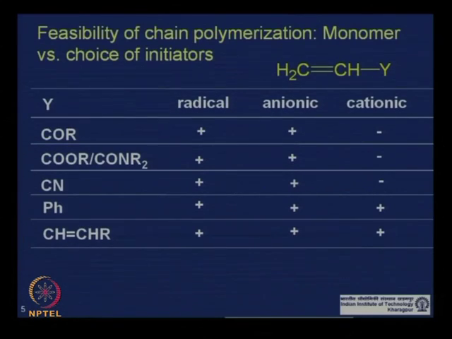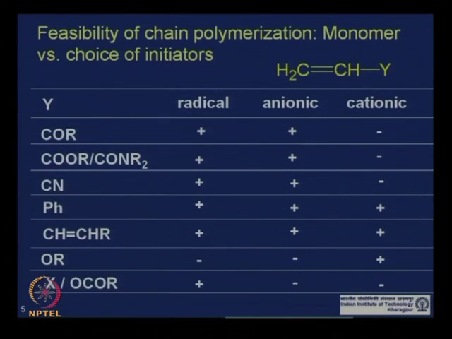For example, if your substitution is a phenyl group, as in the case of styrene, then it can be polymerized by all three. And if you have another double bond hanging from the original double bond, then also it can be stabilized by any of these three mechanisms, anionic, cationic and radical. So, it can be polymerized by all three mechanisms. We just saw that if it is an ether, then it can be polymerized by cationic. It can be difficultly polymerized by radical also, but the most preferred choice of polymerizing an ether group hanging from a double bond is to use cationic polymerization.